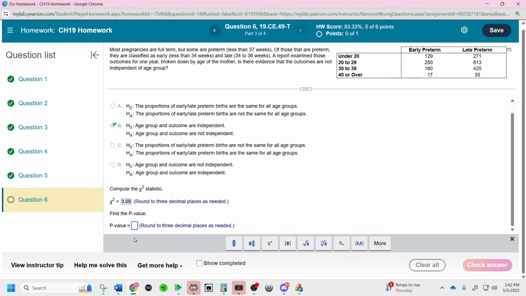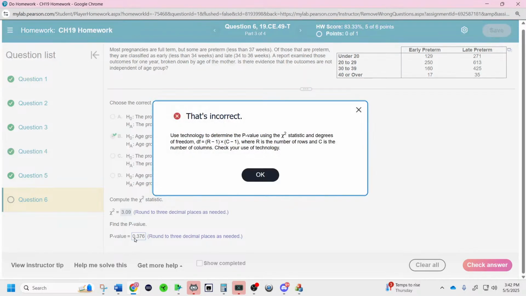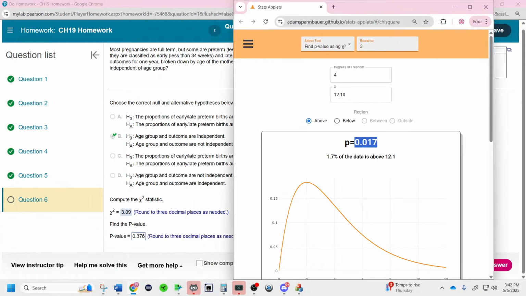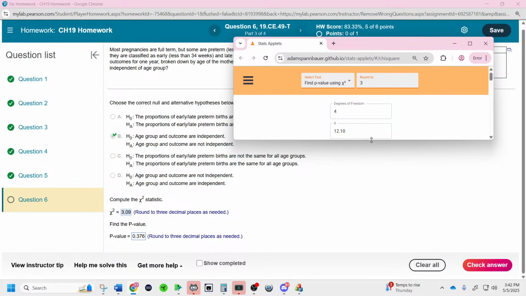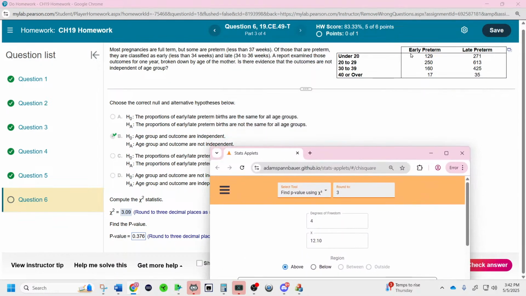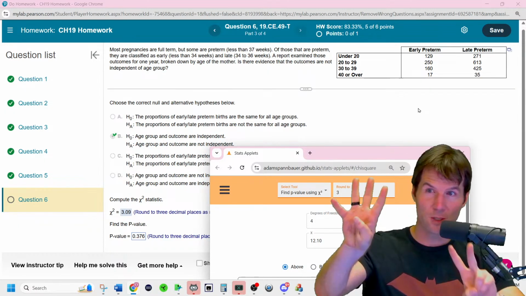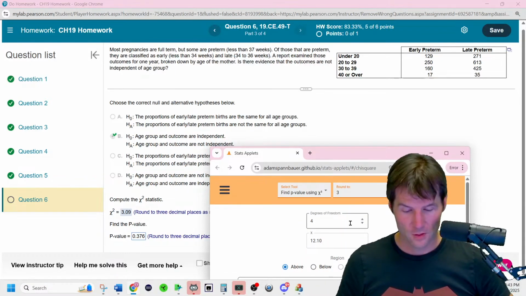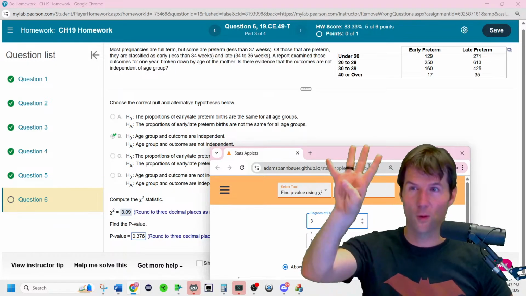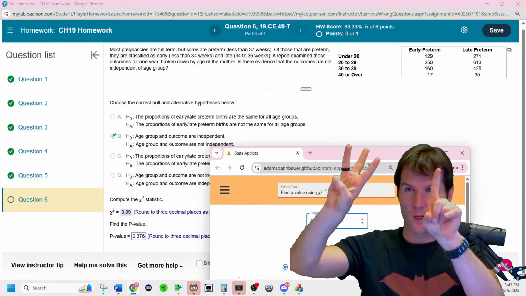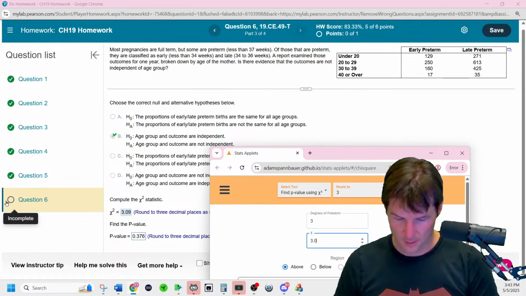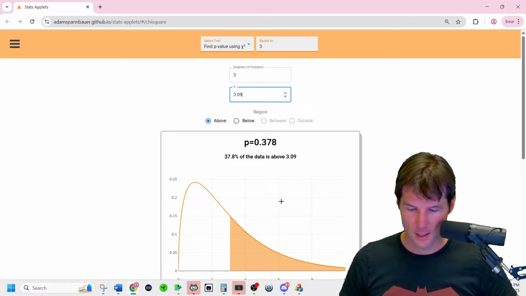What was it? Can I remember it? Once again, if we want to find it ourselves, we have to look at the graphic right here. The table is a 4 by 2, which means 3 degrees of freedom. Because 4 reduced by 1, 2 reduced by 1, 3 times 1, 3 degrees of freedom. You have to put in the chi-squared 3.09. And there we go.